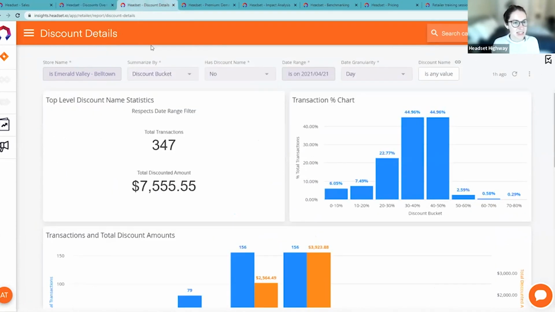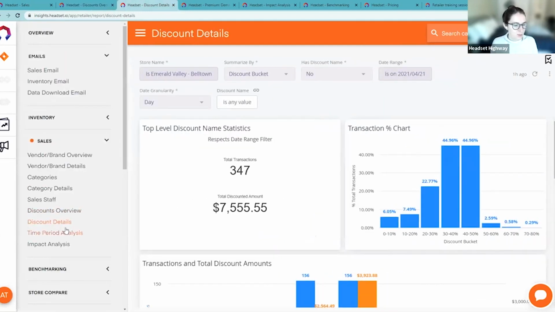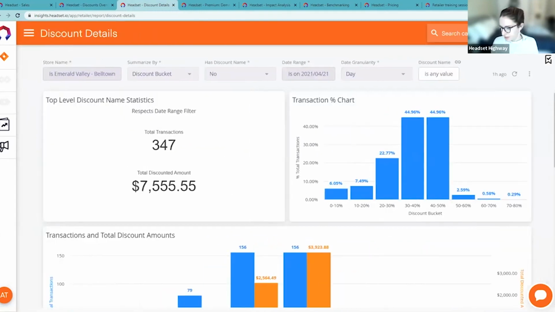Okay, the next dashboard I'm going to head to is discount details. So if you are following along, you can head to discount details under sales. That's going to be right under the discount overview tab. Now with the discount details, this really allows you to explore discounts given at your stores, and we can review the data in 2 different ways, either by discount name or discount bucket. So like I was talking about earlier, discount bucket is that 0 to 10%, 10 to 20%, etc. Those types of buckets. So we're just categorizing whatever information is coming through your point of sale.